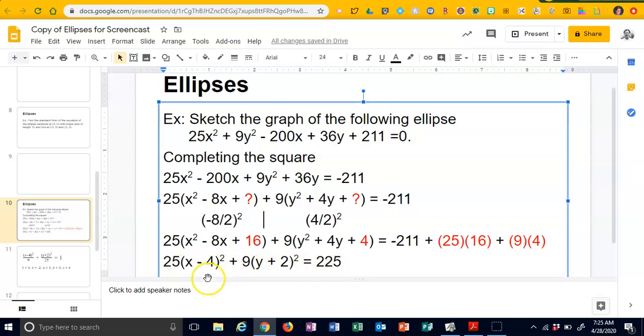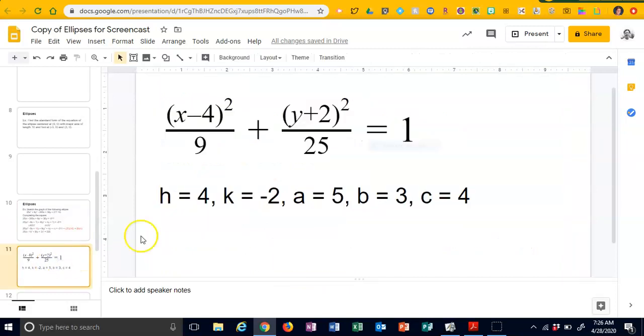And now you can see that I'm getting closer to the standard form equation of an ellipse. Now what I want is 1 on the right-hand side. So I have 225 here. I'm going to divide both sides by 225. I'll divide each term on the left by 225. I'll distribute that division. So I'd have 25 times x minus 4 in parentheses squared divided by 225 plus 9 times y plus 2 in parentheses squared divided by 225 equals 225 divided by 225. And when I do that, this is what I end up with.